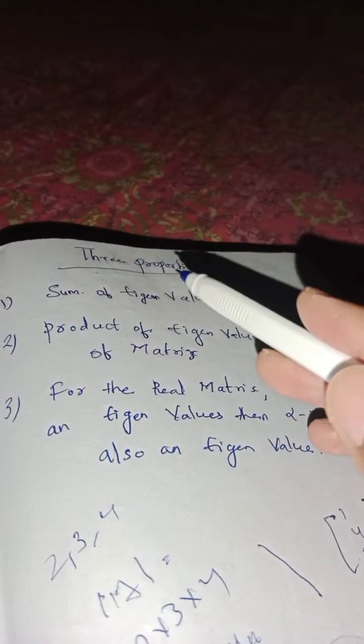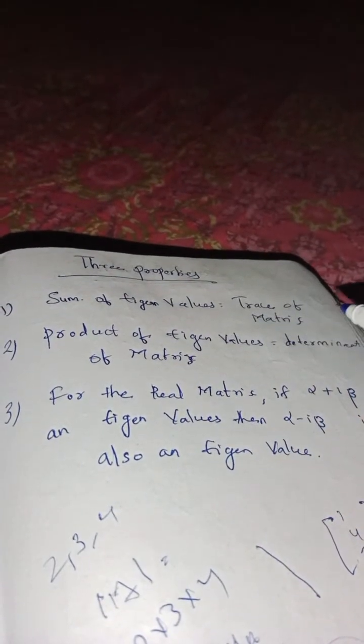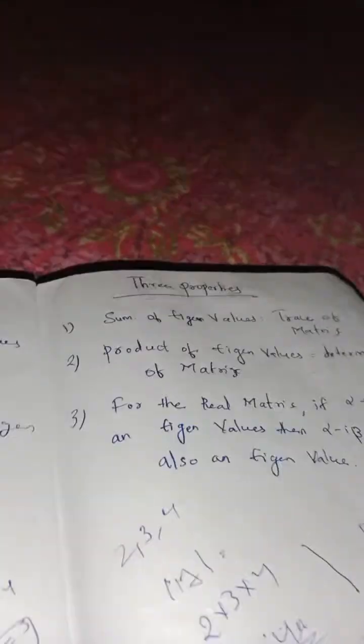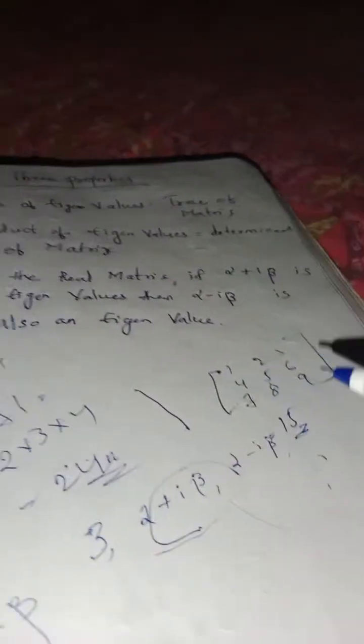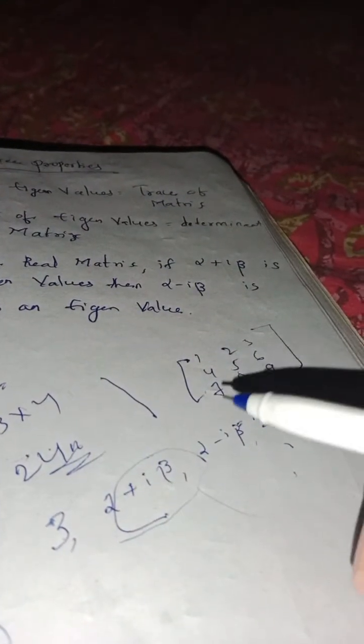So what is the first property? Sum of eigenvalues equals the trace of the matrix. These types of questions you will be getting in competitive examinations. So what is the trace of a matrix? We already know. Suppose let me take a matrix 1, 2, 3, 4, 5, 6, 7, 8, 9.